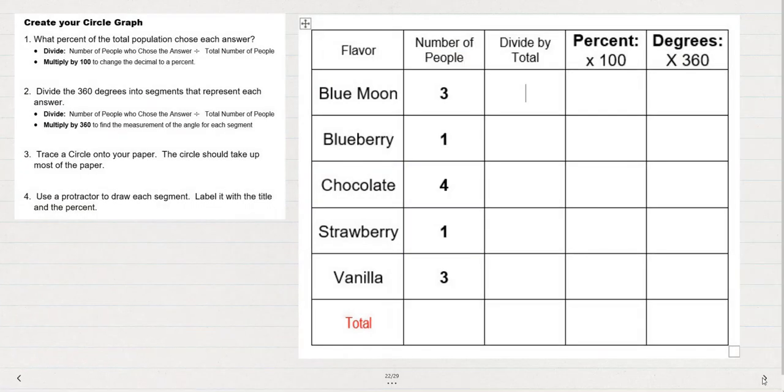Here I have a chart for a survey. Let's say that we asked, what's your favorite ice cream? 3 people chose Blue Moon, 1 blueberry, 4 chocolate, 1 strawberry, 3 vanilla. The total, if I add 3 plus 1 plus 4 plus 1 plus 3, is 12. Now I'm going to divide by the total. So I would do 3 divided by 12, 1 divided by 12, and so on.